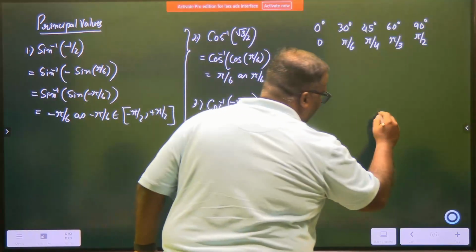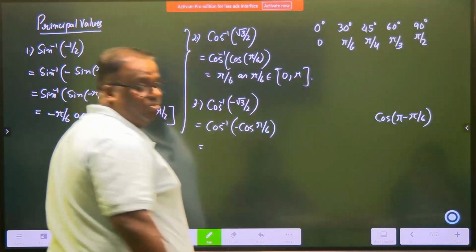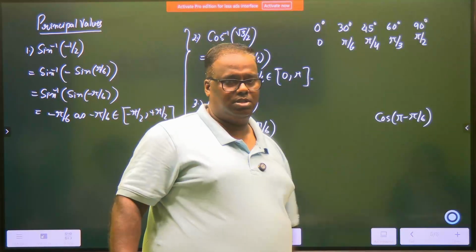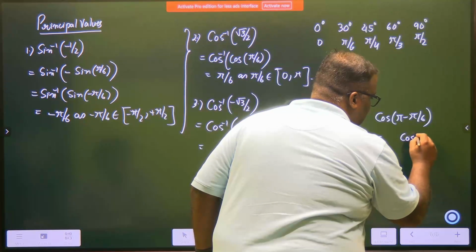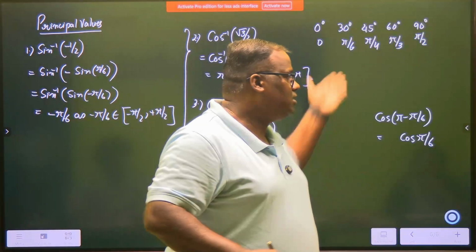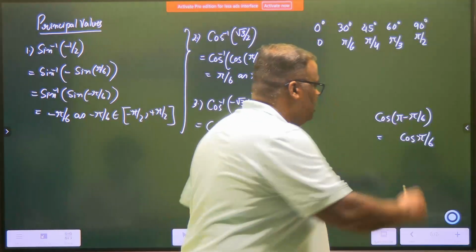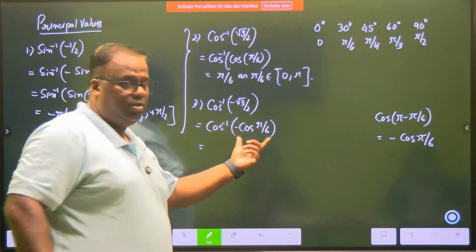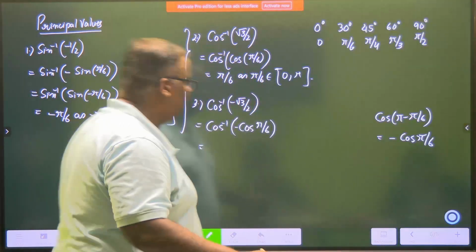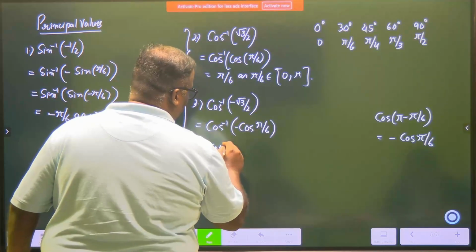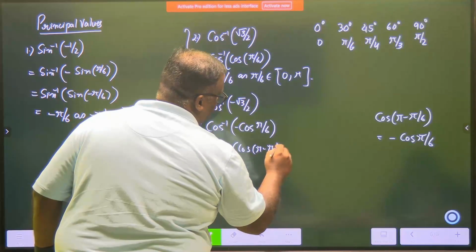Now, children, if I write cos of pi minus pi by 6, just see, pi minus pi by 6. Forget everything. Pi minus pi by 6. Pi is a sleeping line. So my function will be cos pi by 6, no issues. Pi minus means I'm in second quadrant. Who is positive in second quadrant? Sine, but this is a cos function. So it will be negative. Cos inverse cos of pi minus pi by 6.